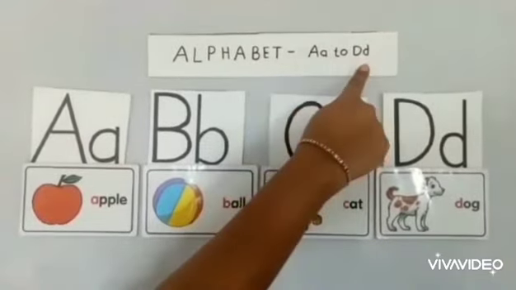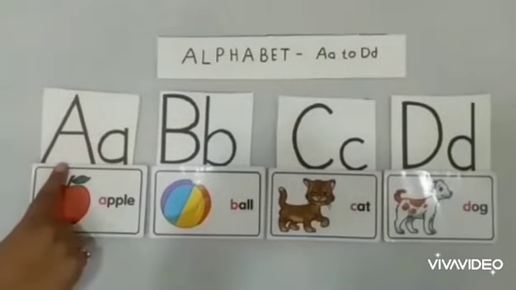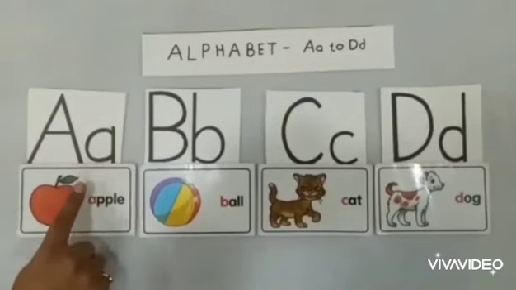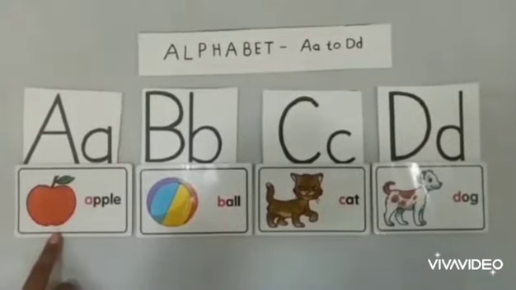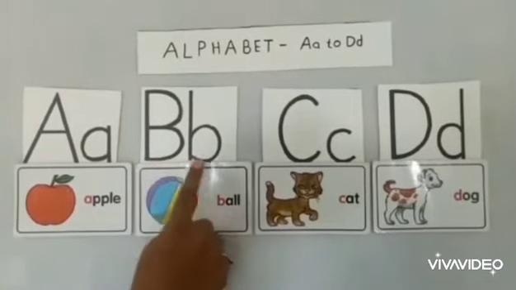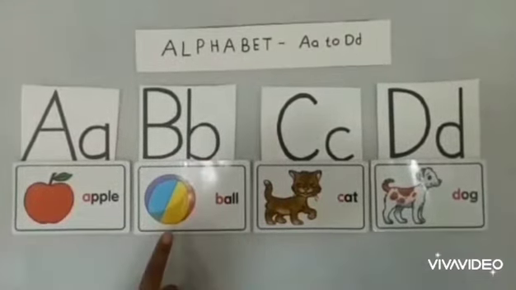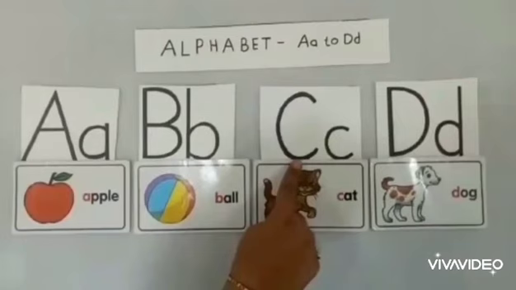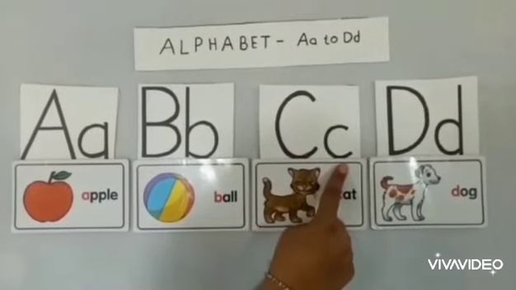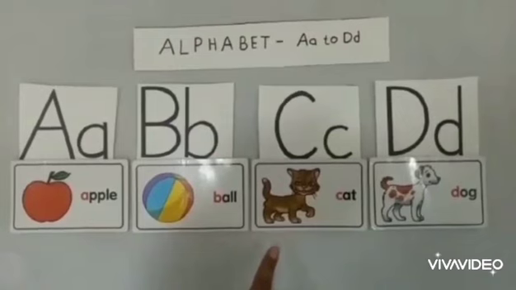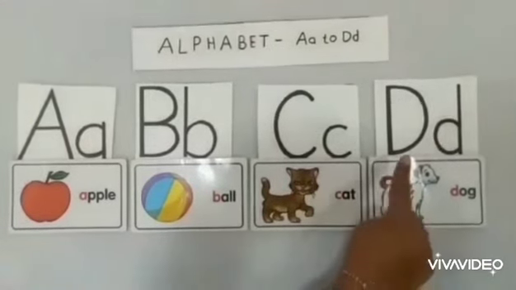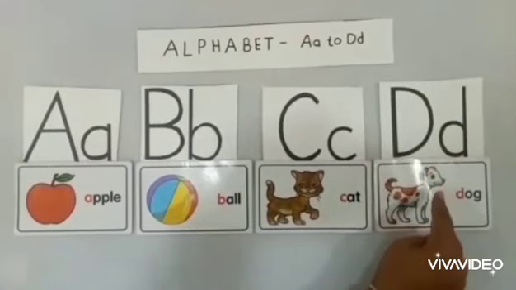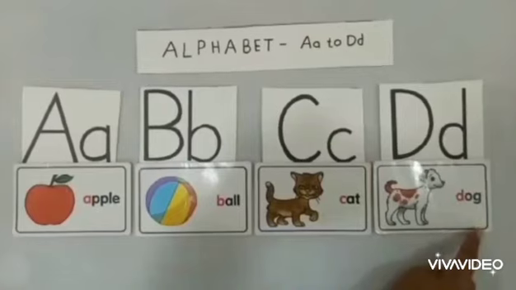Now let's revise alphabet A to D. Which alphabet is this? Capital A, small a. What is the sound of A? Eh. Eh says apple. Capital B, small b. What is the sound of B? Ba. Ba says ball. Capital C, small c. What is the sound of C? Ka. Ka says cat. Capital D, small d. What is the sound of D? Da. Da says dog.